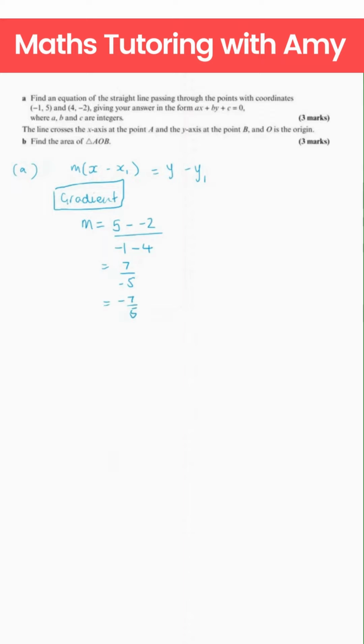Now, when you've got the gradient and you've got a coordinate on the line, then you can use this formula. So I'm going to rewrite this formula out, and we're going to substitute our numbers in. I'm going to use m is equal to negative 7 fifths, and I'm going to use the coordinate negative 1, 5, because 1's always nice to have in our equation. So let's put negative 7 fifths x minus negative 1 equals y take away 5.